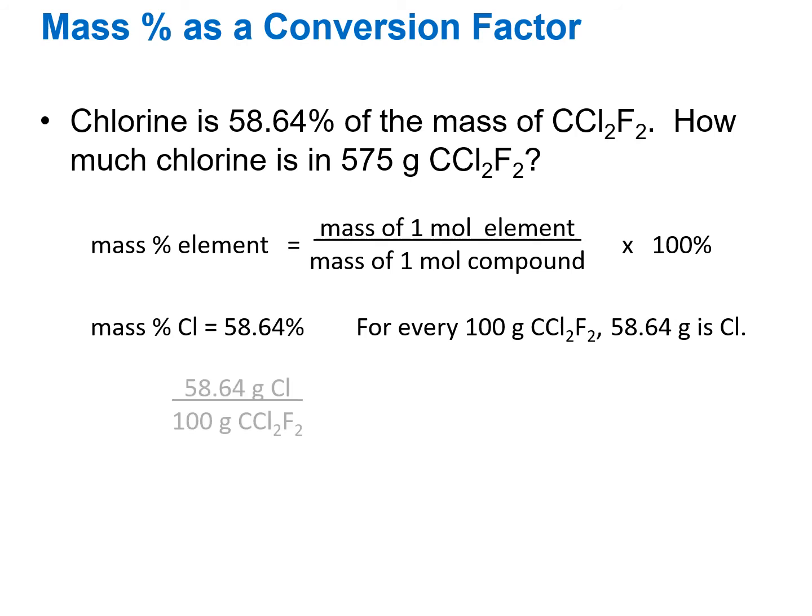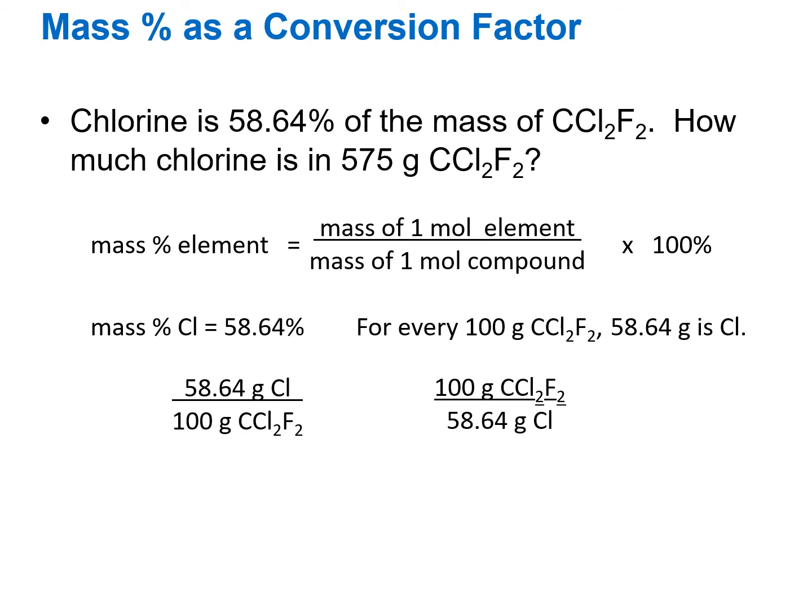And I can create a conversion factor. Actually, I can create 2. I can create a conversion factor with the chlorine on top and the Freon on the bottom, or I can do it the other way with the Freon on top and the chlorine on the bottom. It doesn't really matter because it means the same thing. It means that for every 58.64 grams of chlorine, I should have 100 grams of Freon. Or if I have 100 grams of Freon, I know that 58.64 grams of it are going to be chlorine.